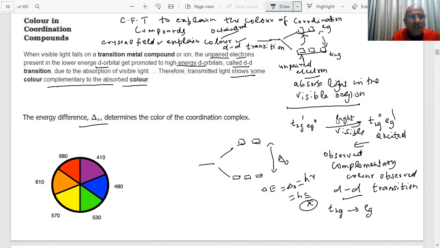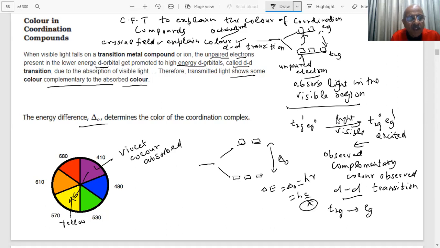Here is a wheel which gives you the complementary colors. Supposing this color is absorbed, violet. Violet color is absorbed. Opposite to this is the complementary color. This is the complementary color of this. What will you see? Yellow.